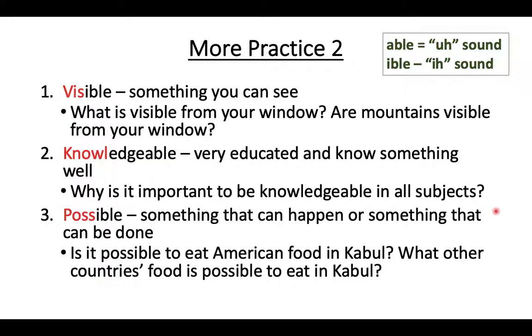And the last one is possible. Possible means something that can happen or something that can be done. So my question is, is it possible to eat American food in Kabul? What other country's food is possible to eat in Kabul? Okay, so this ends words that end in able and ible. Please go back and review the words, practice speaking the words, and we'll meet and maybe go over some of these later. Okay?